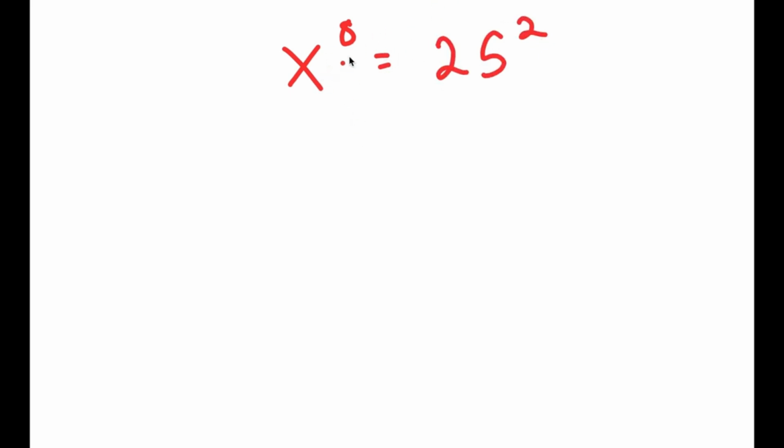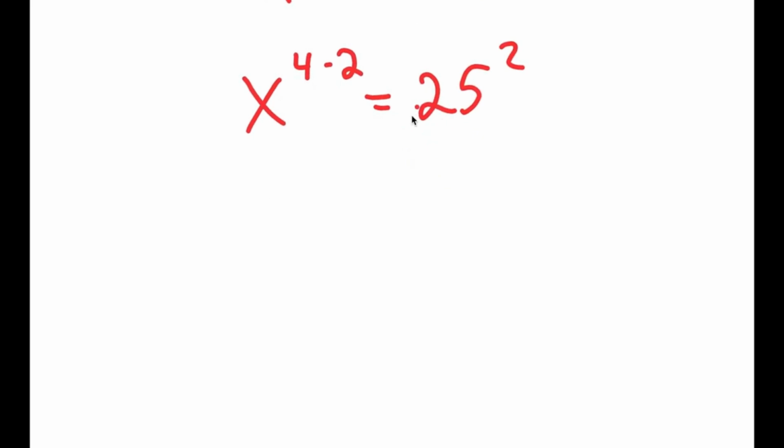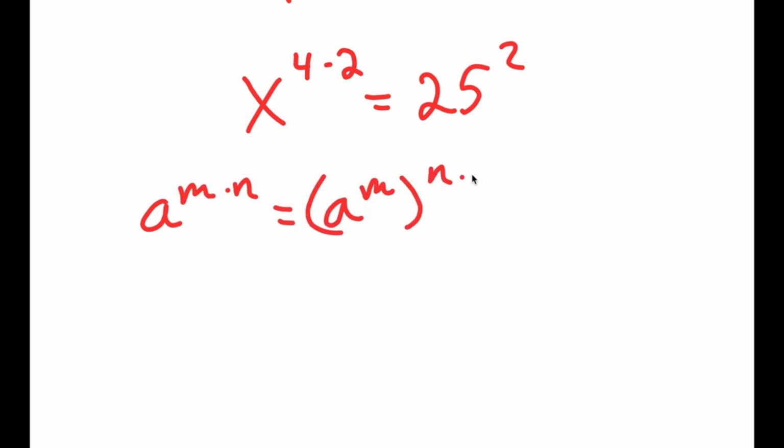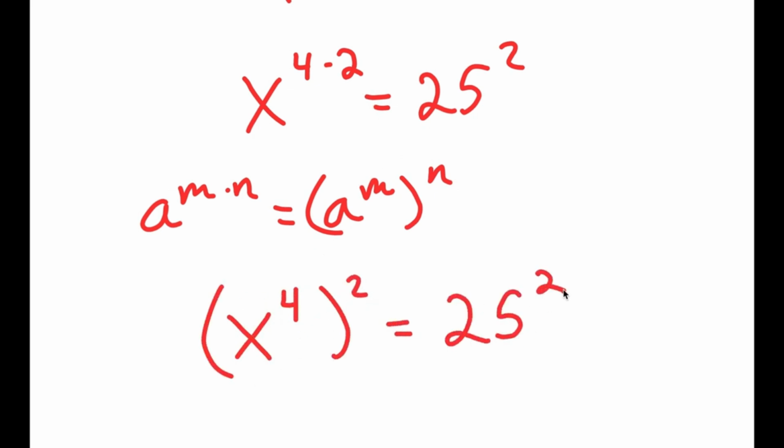So to solve this, I'm going to first rewrite this as x to the power of 4 times 2 is equal to 25 squared. And if I have something in the form a to the power of m times n, this is equal to a to the power of m to the power of n. So x to the power of 4 times 2 is equal to x to the power of 4 to the power of 2, and this is equal to 25 squared.